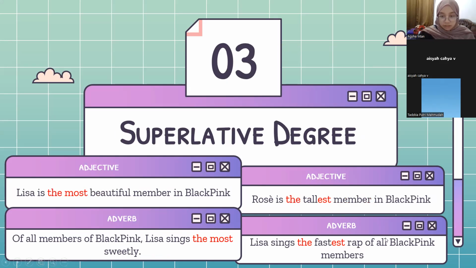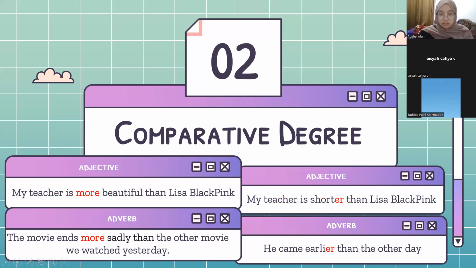And this one. How could I move this one? He came earlier than the other day. Early, it's just one syllable. So we just need to add an ER ending at the end of the word.